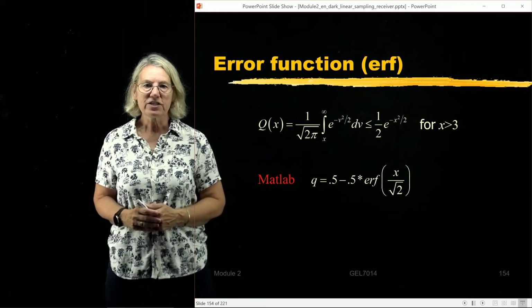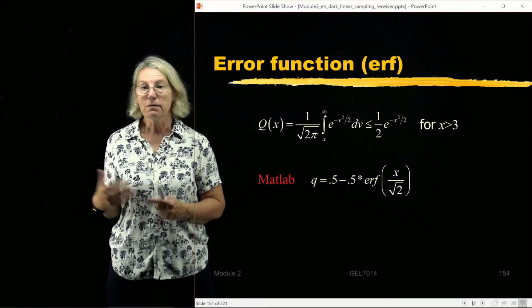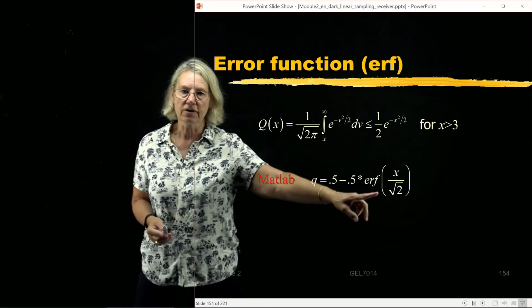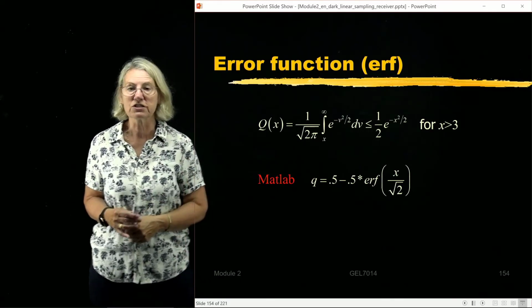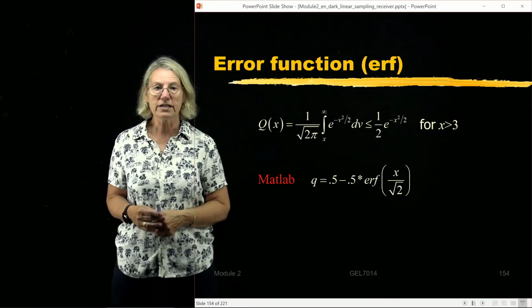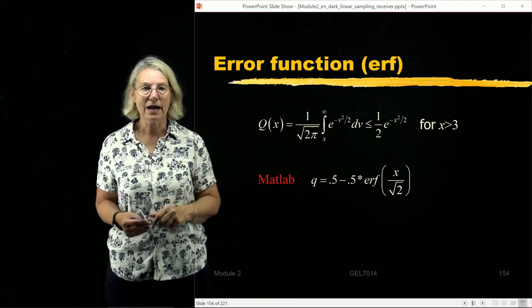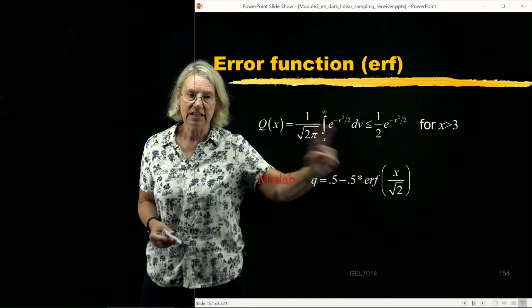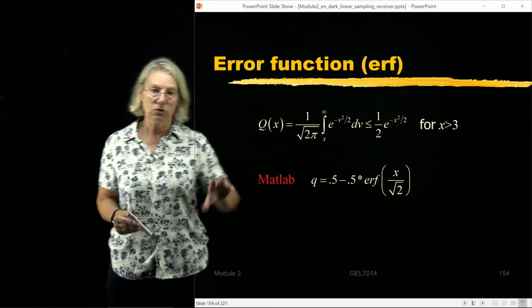One last observation is that the Q function is used a lot in telecommunications, but in MATLAB you won't find the Q function. What you'll find instead is something called the error function. But the error function is very closely related to the Q function. It's just a different normalization. So if I wanted the equivalent of the Q function, I might write a little script in MATLAB that says it's 1/2 minus 1/2 times the error function of x divided by the square root of 2.